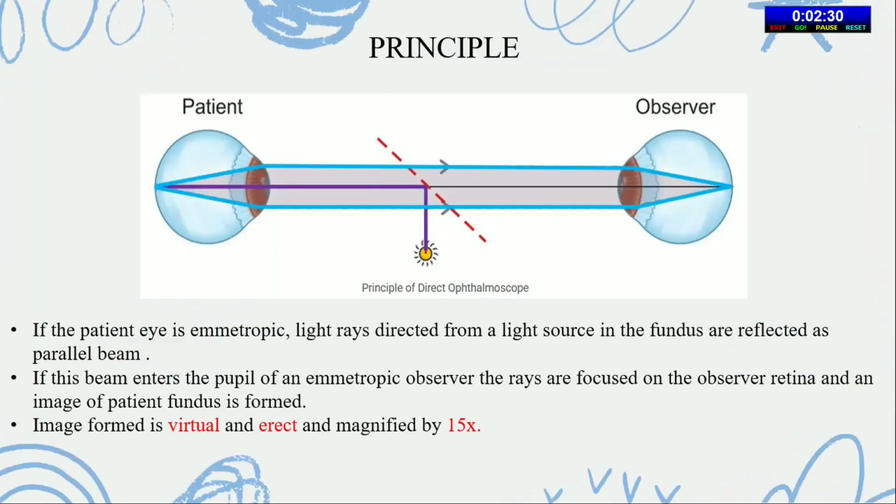Coming now to the principle of ophthalmoscopy, if the patient is emmetropic, light rays directed from a light source in the fundus are reflected as a parallel beam. This parallel beam enters the pupil of an emmetropic observer. The rays are focused on the retina and an image of the fundus is formed. Image is virtual and erect and magnified by 15 times.